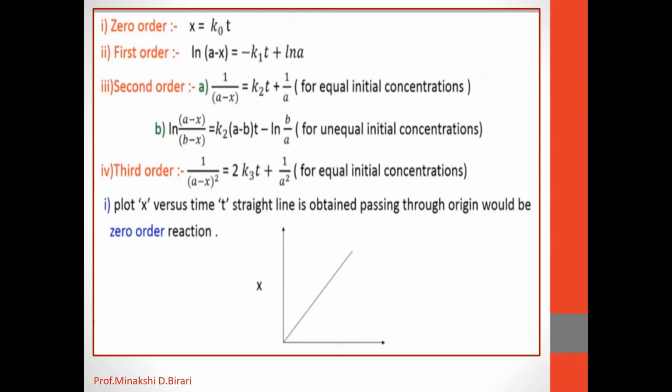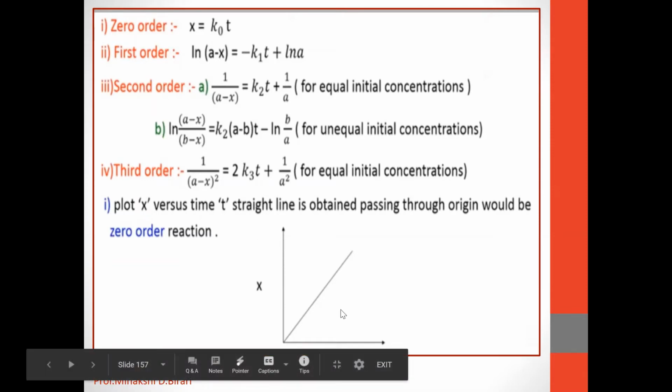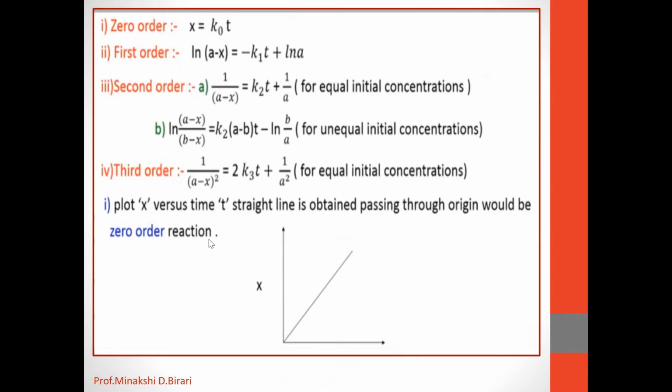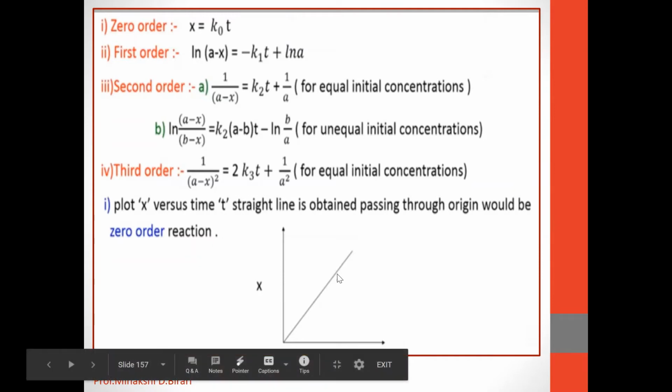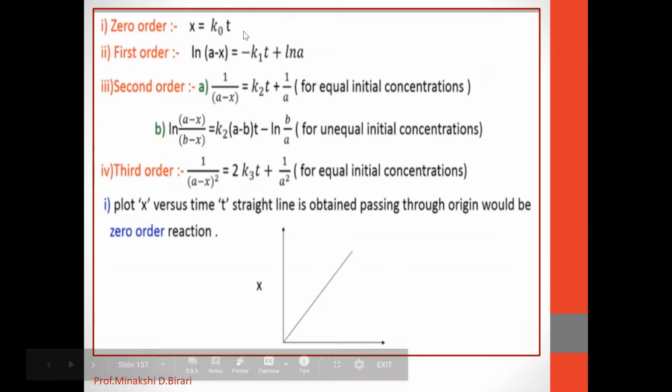By using the graphical method, from one graph both the reaction order and the rate constant can be determined. So for a zero order reaction, we can plot the graph of x versus time, that is x on the y-axis and time on the x-axis. If we plot the graph, we get a straight line passing through the origin. So this will be the graph for a zero order reaction, that is x = k0t.